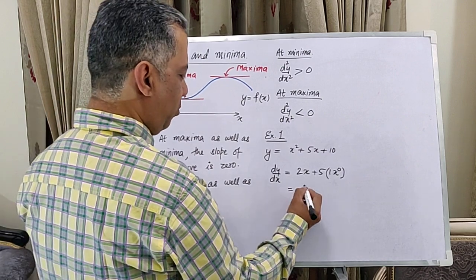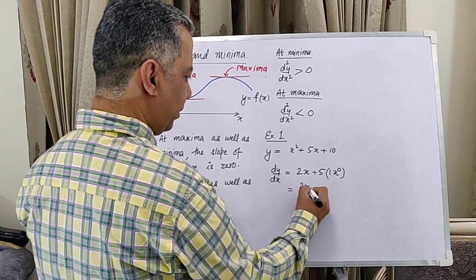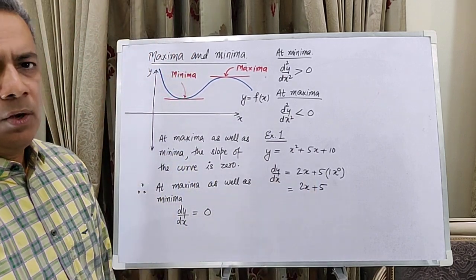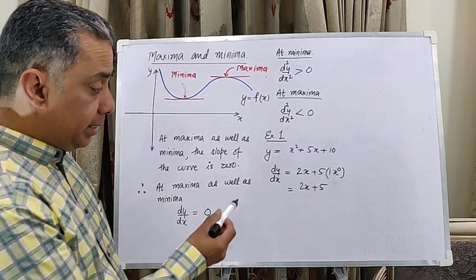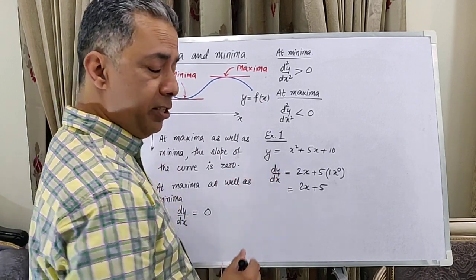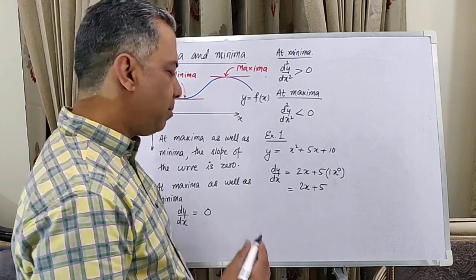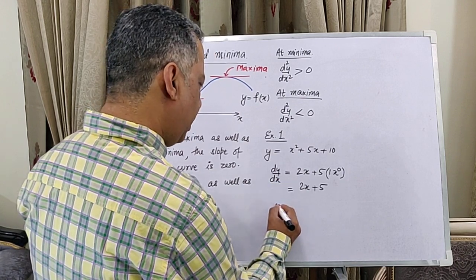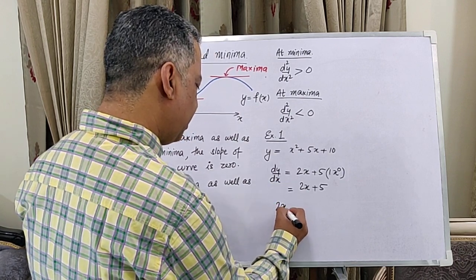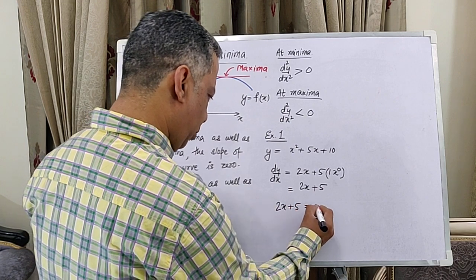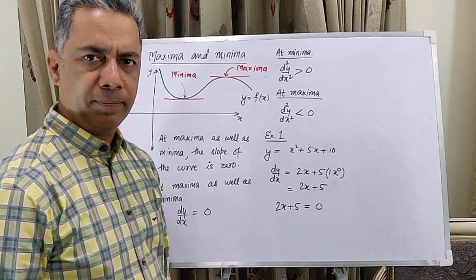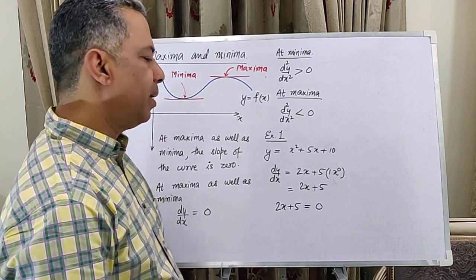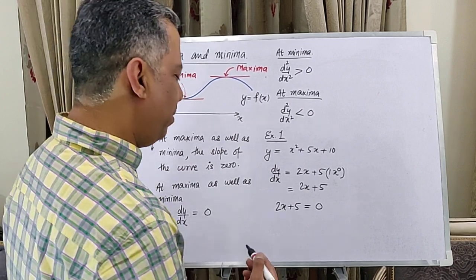So what do we have here? 2x plus 5. We are aware that this derivative would be 0 at both maxima as well as minima. So let's say this derivative equals 0 at some point. Now at that point the function will either be maximum or it will be minimum.